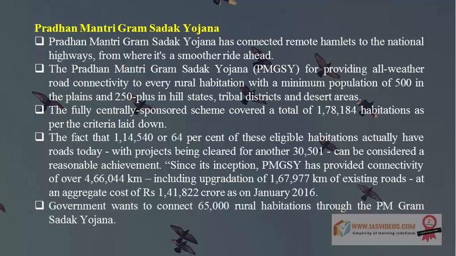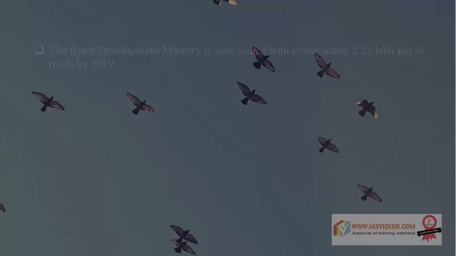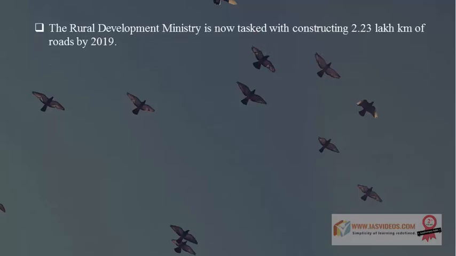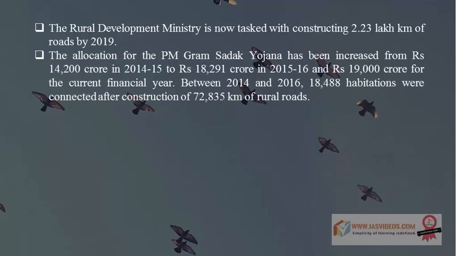Government wants to connect 65,000 rural habitations through the Pradhan Mantri Gram Sadak Yojana. The Rural Development Ministry is now tasked with constructing 2.23 lakh km of roads by 2019. The allocation for the Pradhan Mantri Gram Sadak Yojana has been increased from Rs 14,200 crore in 2014-15 to Rs 18,291 crore in 2015-16 and Rs 19,000 crore for the current financial year.